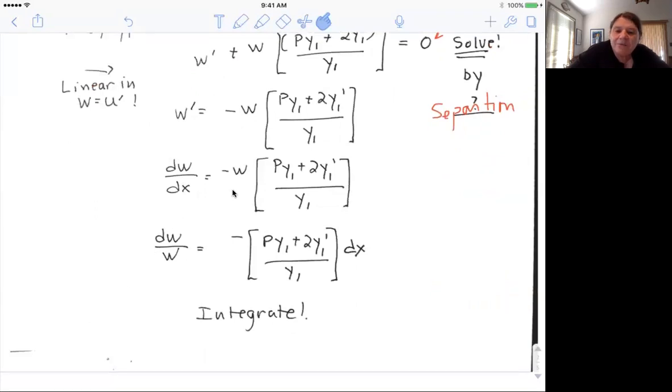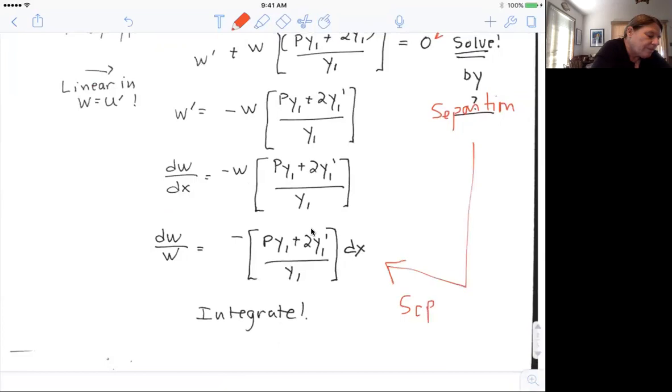I'm then going to separate. I'm going to bring the Y over here. I'm going to divide, not Y, I'm sorry, divide by W. And then I'll put the dx over here, because all of this stuff is just a function of x. All right, so at this point I have got it separated. All right, it's now separated.